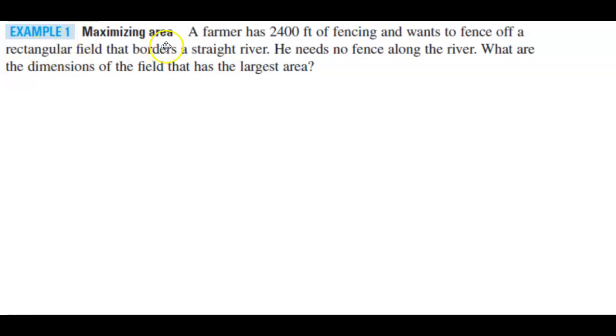Example 1, maximizing area. A farmer has 2,400 feet of fencing and wants to fence off a rectangular field that borders a straight river. He needs no fence along the river. What are the dimensions of the field that has the largest area?